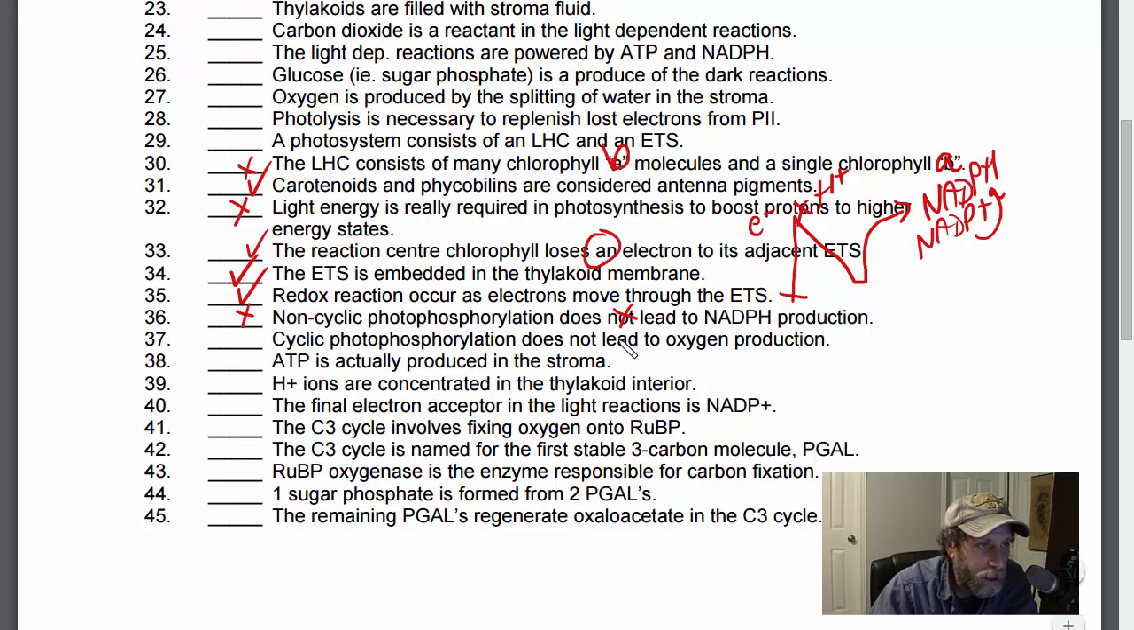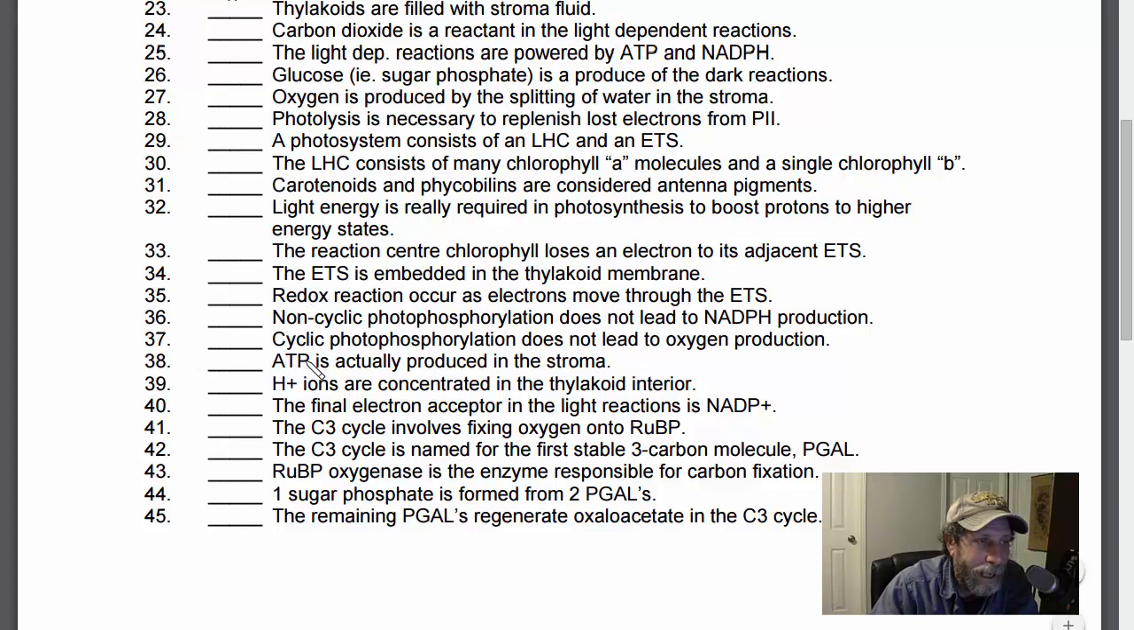Cyclic photophosphorylation does not lead to oxygen production, and that one is going to be true. Because when it's cyclic, we're dealing with photosystem 1, the electron goes up, goes back to the ETS of photosystem 2 here, and it goes down. You don't split the water over here, so it doesn't lead to oxygen production. So that's true. I'm going to clear this up again.